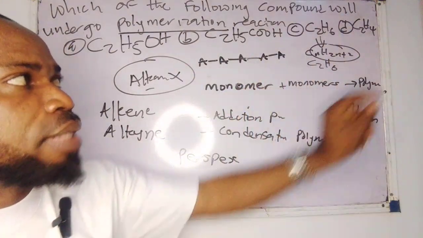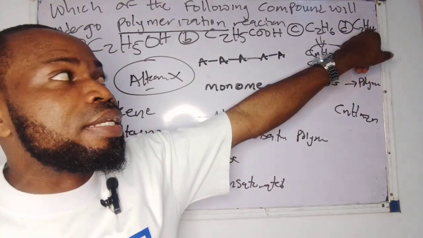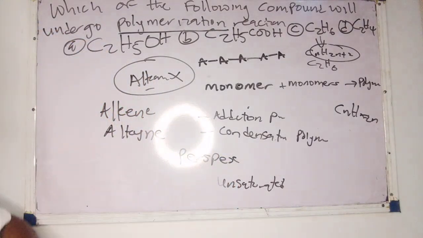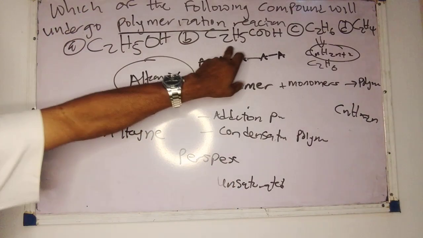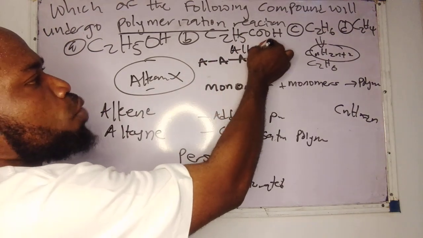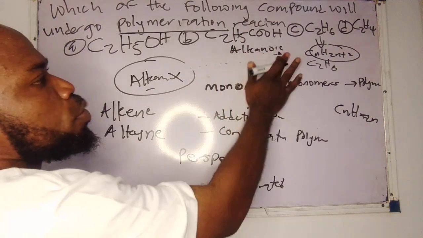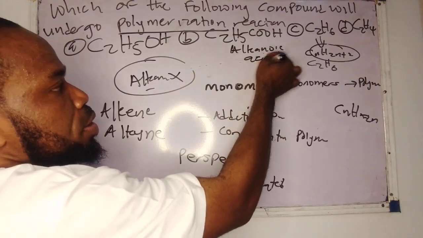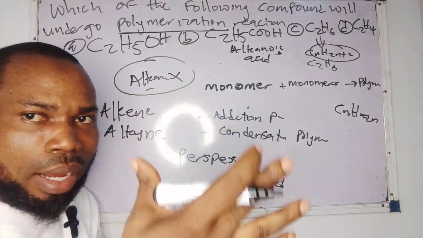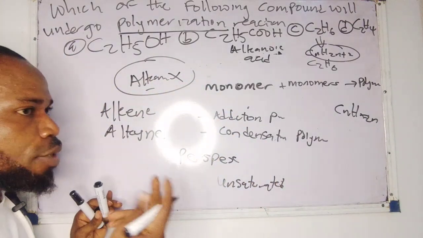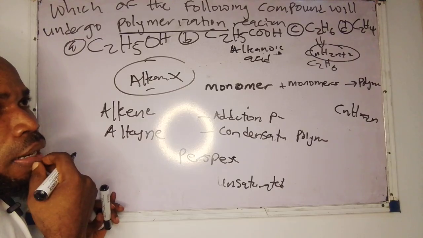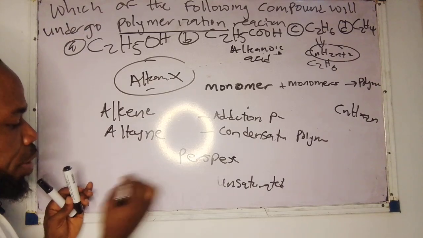Now looking at the options, your answer there is D, being that this is ethene, and ethene is the first member of the alkenes. Now come back to the options. This one is an alcohol, but I want to say something about this one. This is an alkanoic acid, or if you like, a carboxylic acid. Carboxylic acid can combine, but they will form a dimer. What's a dimer? Like two things joining together. Let me break down something.